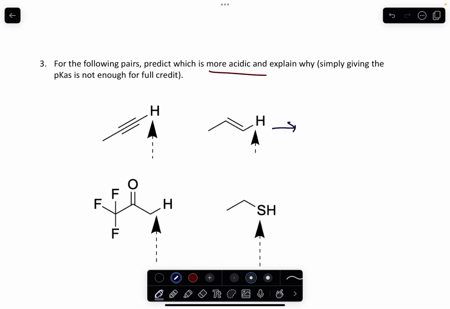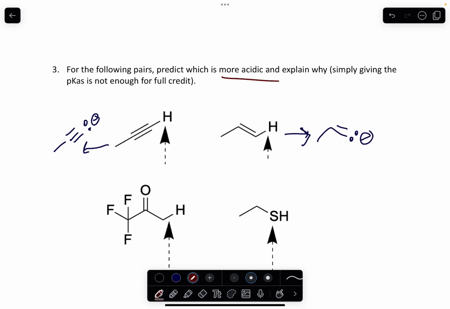The first thing we always have to do when we're looking at a problem like this is solve for the conjugate base. And if you don't do that, you will get points taken off on the exam. That's how you are supposed to solve them. You're supposed to draw the conjugate base and then talk about how the conjugate base is more or less stable depending on certain factors.